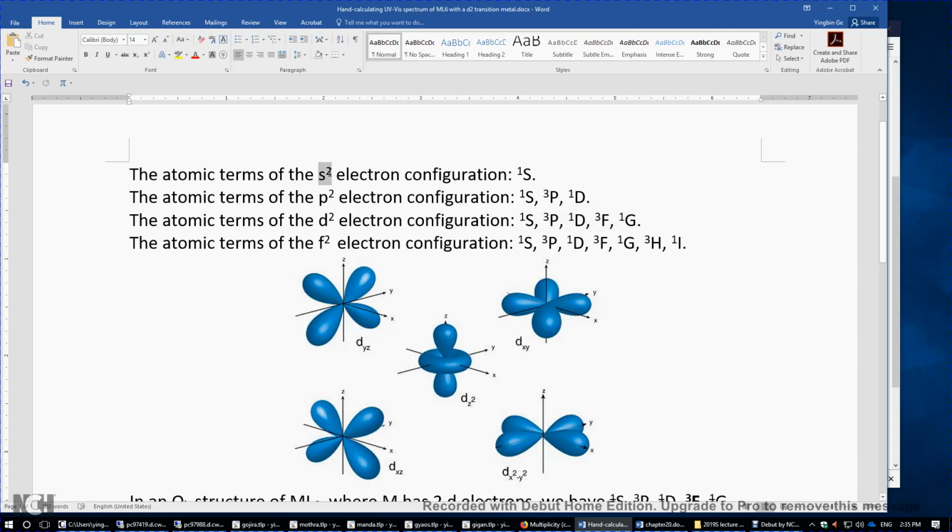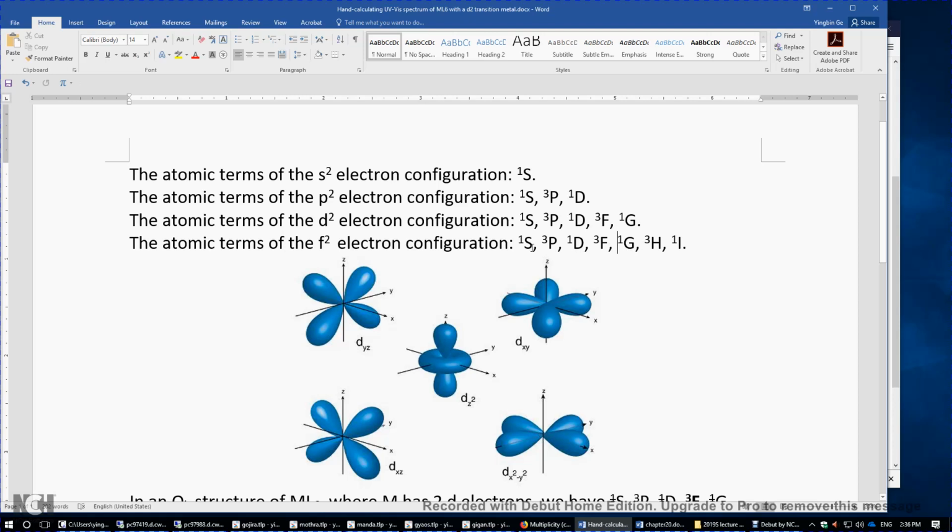If you have 2 s electrons, the atomic term symbol is 1S. If you have 2 p electrons, it's 1S, 3P, 1D. If you have 2 d electrons, 1S, 3P, 1D, and then 3F, 1G. If you have 2 f electrons, it's 1S, 3P, 1D, 3F, 1G, 3H, and 1I. You might have seen the trend.